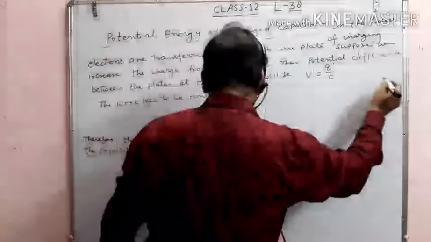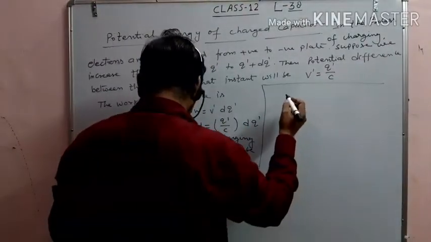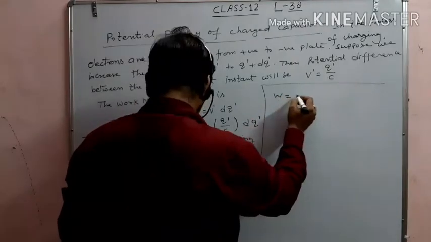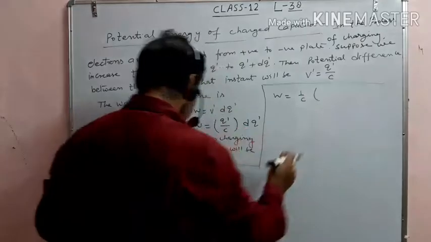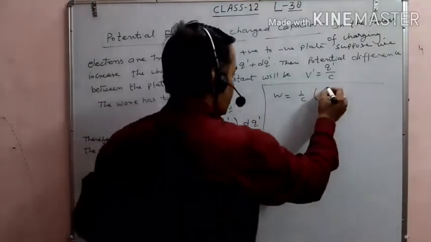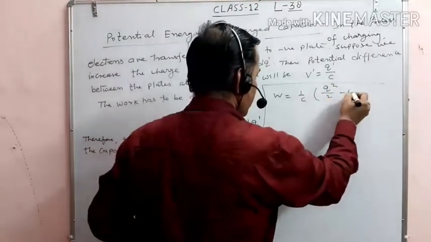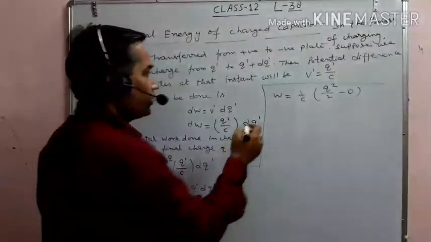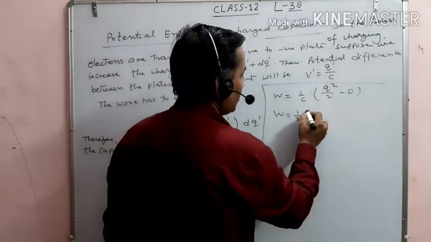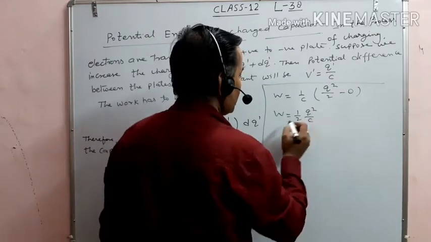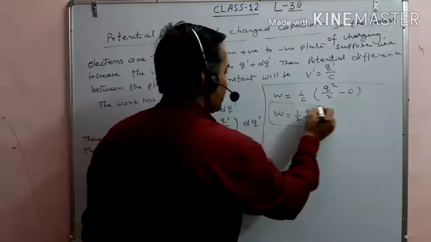So on integration W becomes 1 upon C. First we put the upper limit Q square by 2, then the lower limit, that is 0. So W is equal to 1 upon 2 Q square upon C. This is one relation.